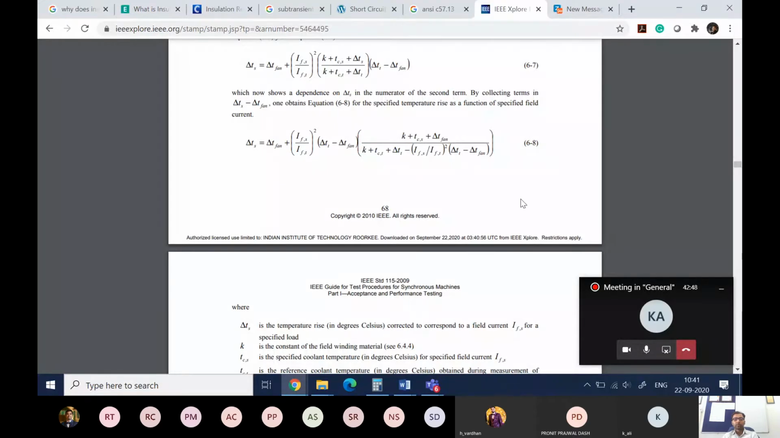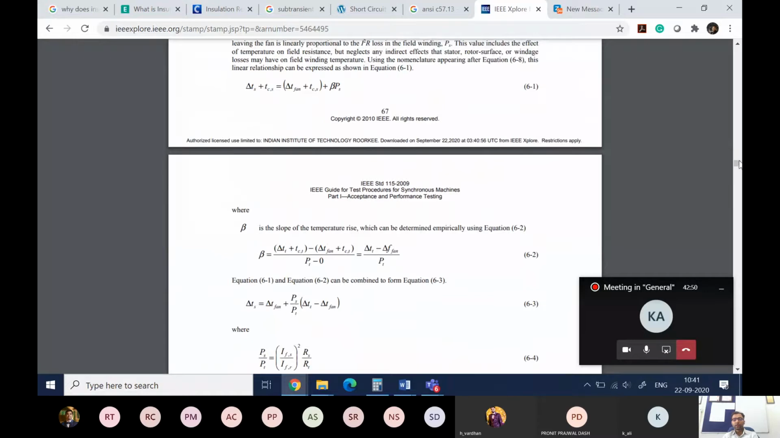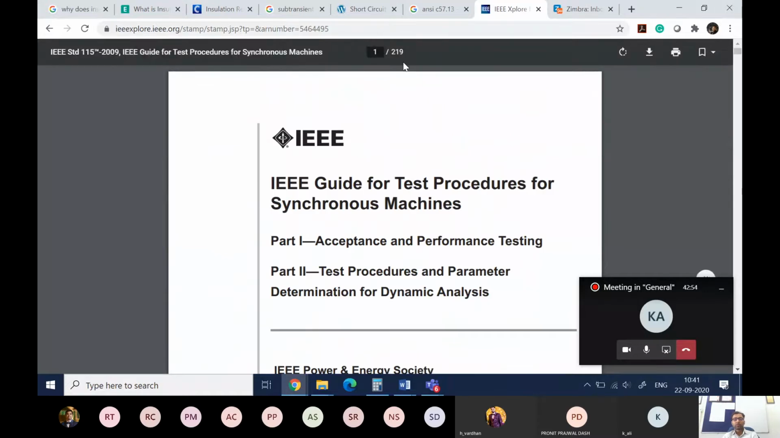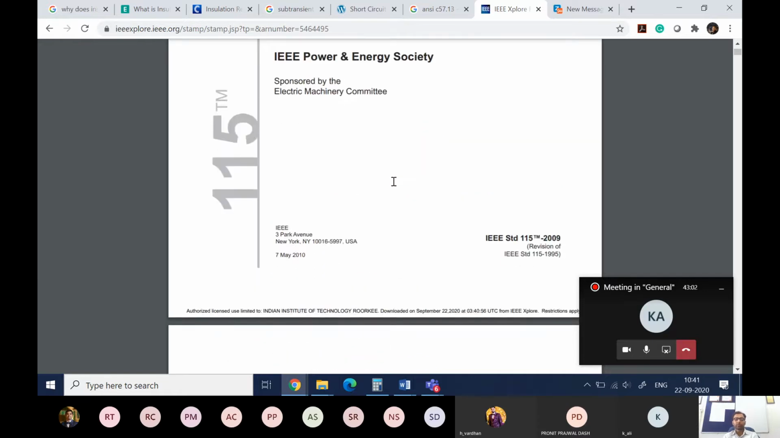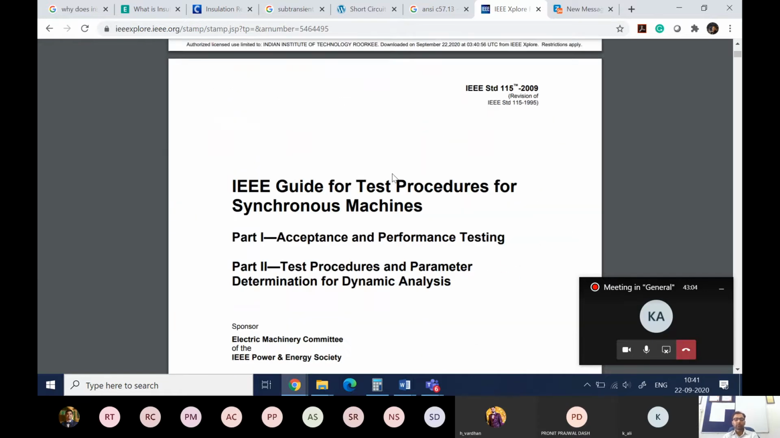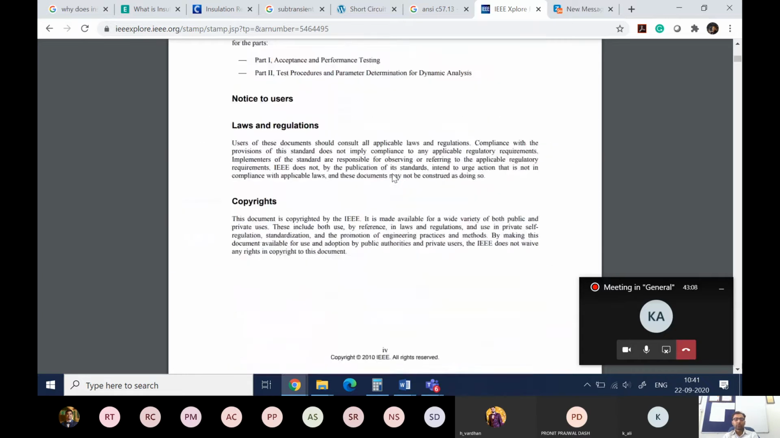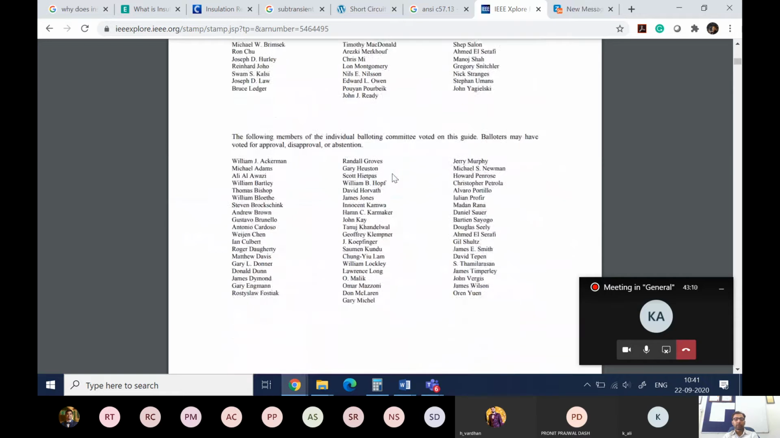So this is the IEEE 115 standard, and it's a long one, a 219-page document, but you need to refer only to the specific sections for this assignment. If you want, you can read more. I'll be uploading this in Teams, and there are 2 things we will be looking at here.